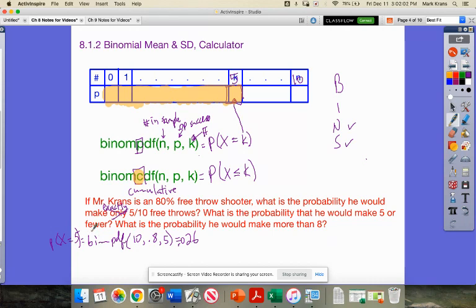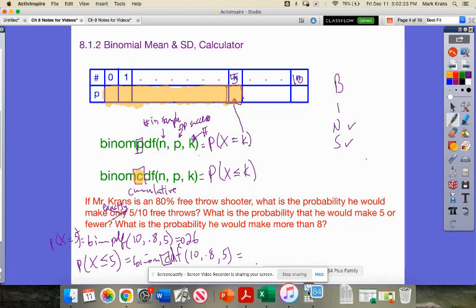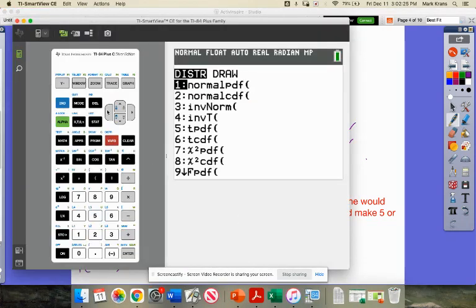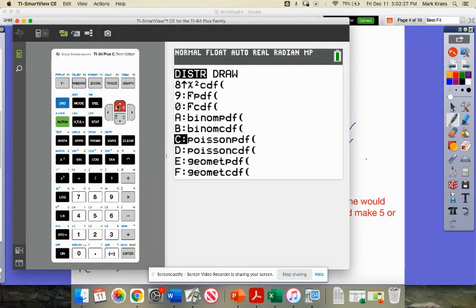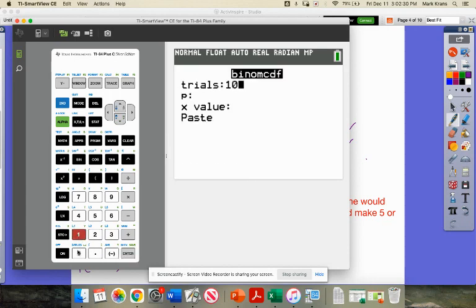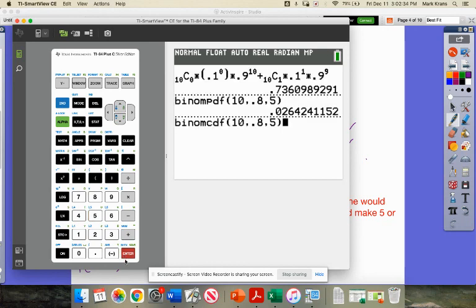Now, how about this? What's the probability that he makes 5 or fewer? So this is the probability that x is less than or equal to 5. And in this case, I'm going to do Binomial CDF because I want 5 or fewer, I want to accumulate all of them. And so it would be 10, 0.8, still 5, because it'll do 5 or fewer. And this time, same spot, second distribution, go up. We can do Binomial CDF, 10, 0.8, and 5. Enter.